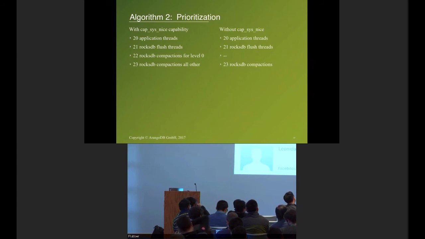You're going to end up with the application thread still at 20, RocksDB flushes are there, and all compactions are at 23. That helps, but it doesn't help as much as this, because this is what gives you that clean graph yellow line that I was showing earlier.